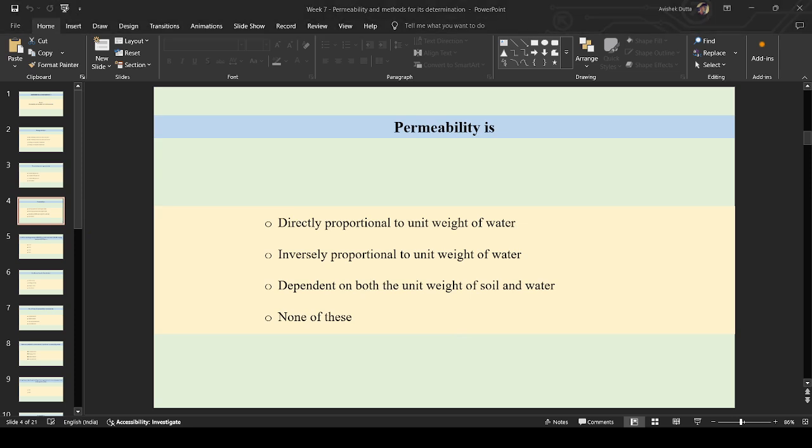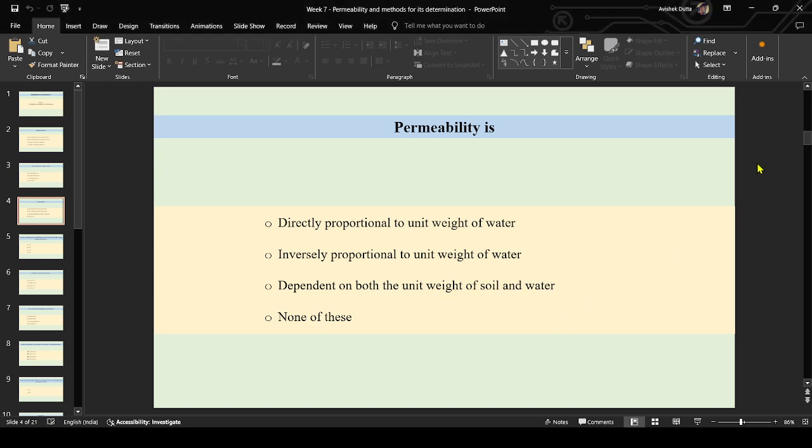Yes. Permeability is, first option directly proportional to unit weight of water, inversely proportional to unit weight of water, dependent on both the unit weight of soil and water, or none of these.